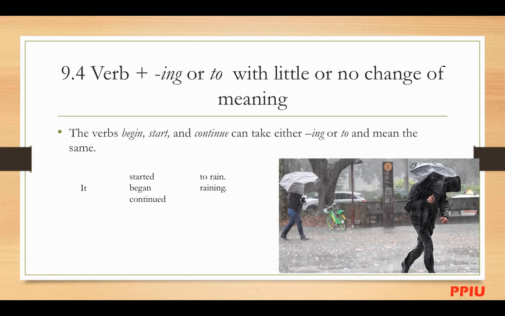It began to rain, or it began raining, or it continued to rain, or it continued raining. All right. Normally these three verbs can take both the infinitive and gerund, and the meaning is still the same.